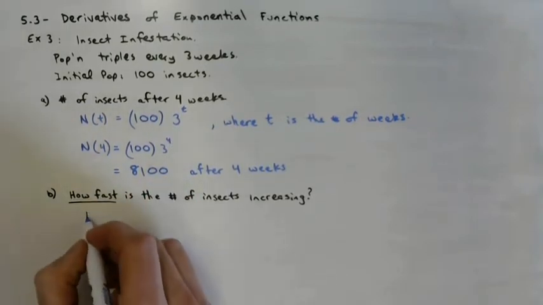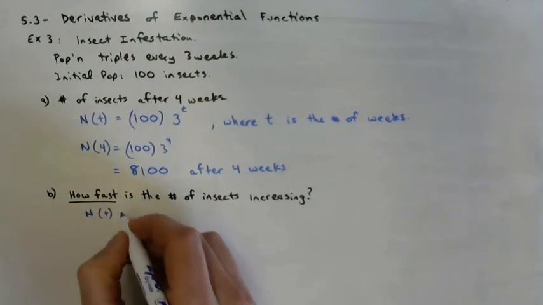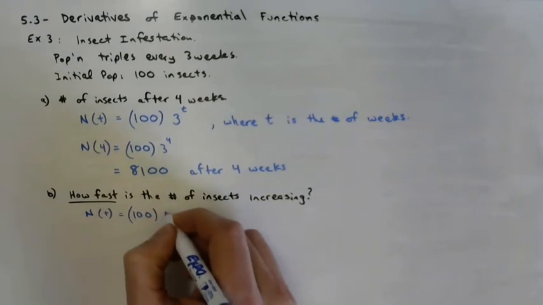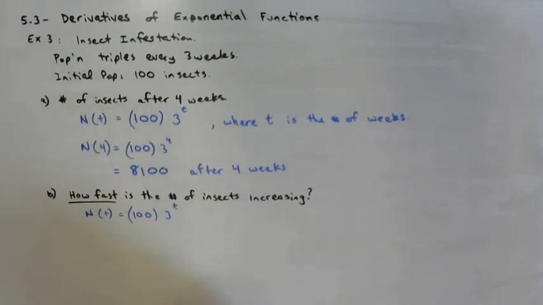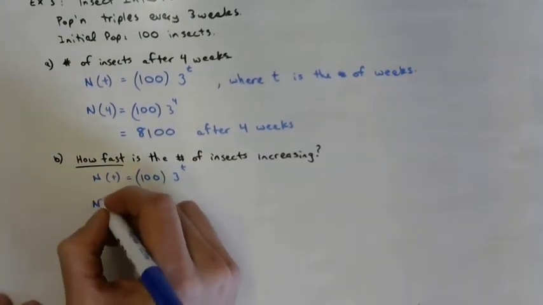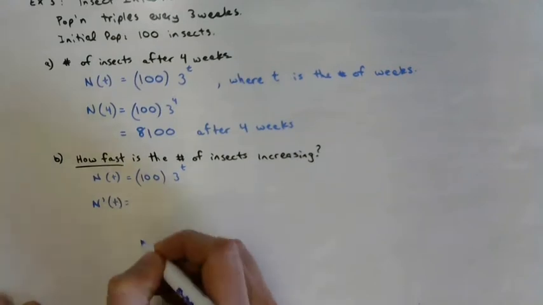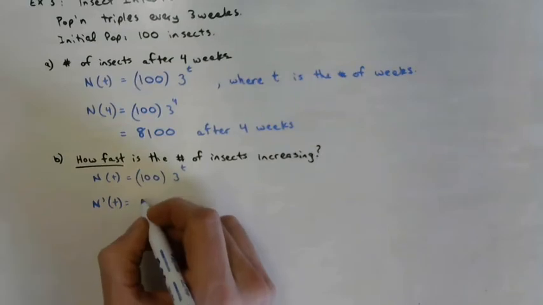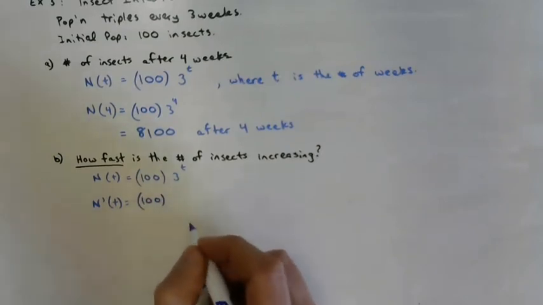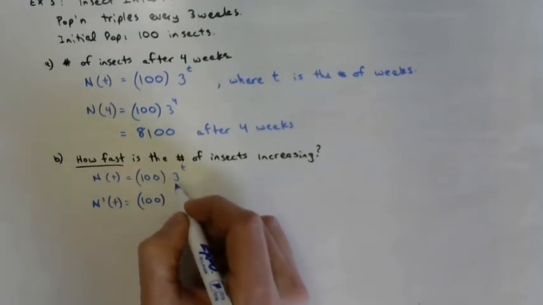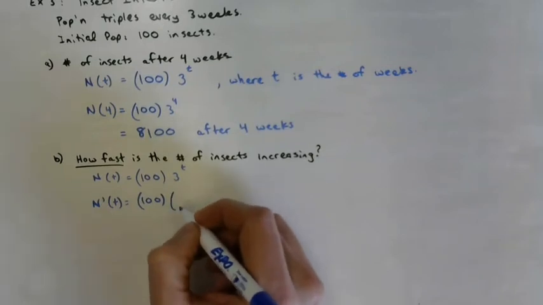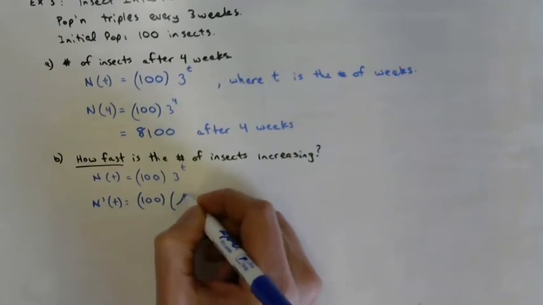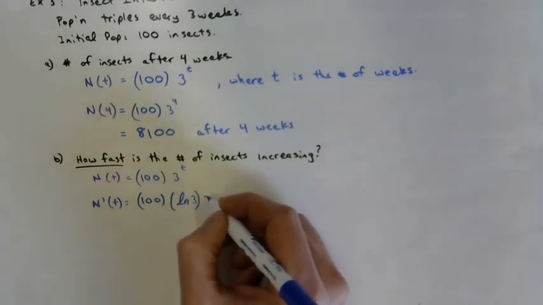We need to differentiate n with respect to t, which we said equals 100 times 3 to the power of t. So n prime with respect to t. We have our constant multiple rule, so we're just going to take our 100 out front and leave it there. And then we're going to take the derivative of 3 to the power of t, which is k times 3 to the power of t, where k is the natural log of 3.